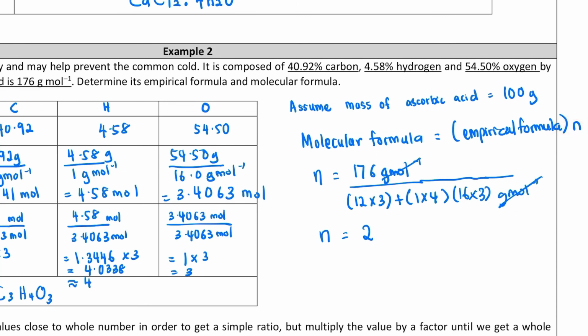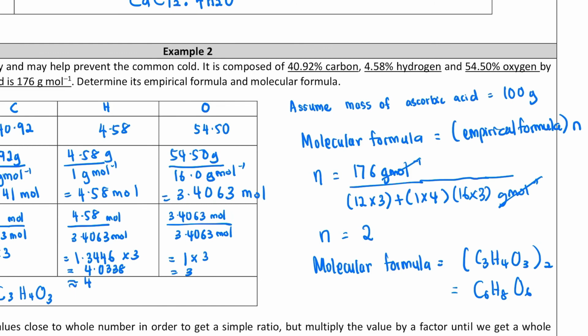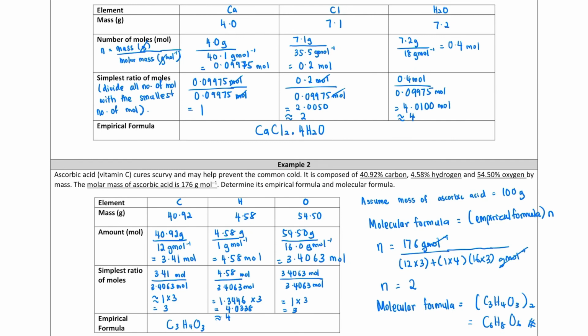So we can now determine the molecular formula. Our empirical formula earlier was C3H4O3 times 2. Just multiply directly. So 2 multiplies with 3, giving C6, 2 multiplies with 4, giving H8, and this gives O6. Okay, so this is the molecular formula. Alright, so that is how you can determine the molecular formula from the empirical formula.